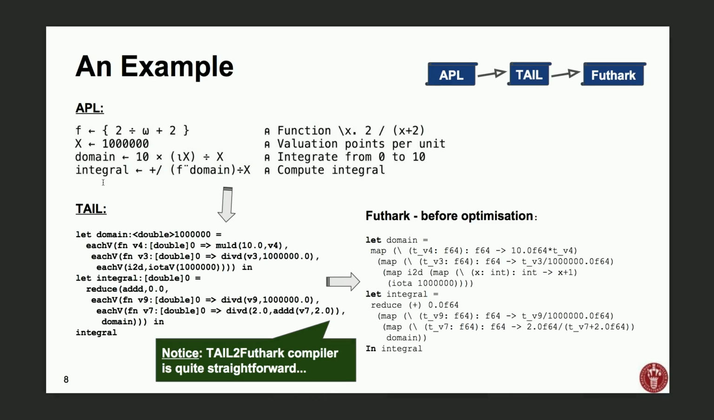Here's another example, making an integral, compiled into TAIL first, and then into Futhark code before optimizations. And then once that's dealt with, we can basically get code to run on the GPU by using the Futhark compiler instead. So that's it.